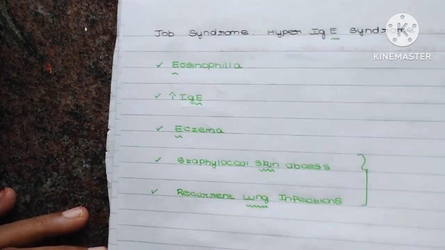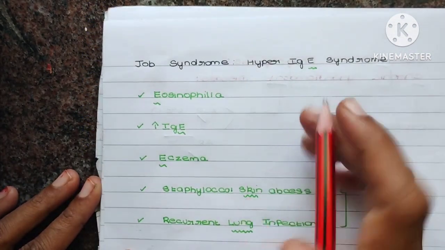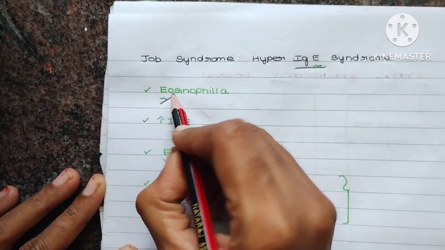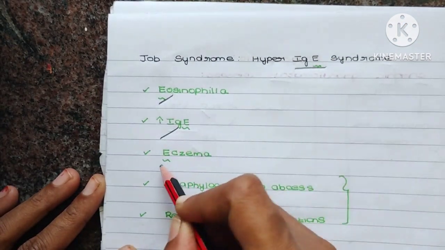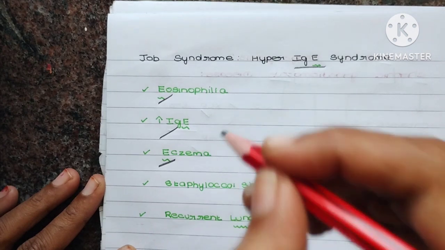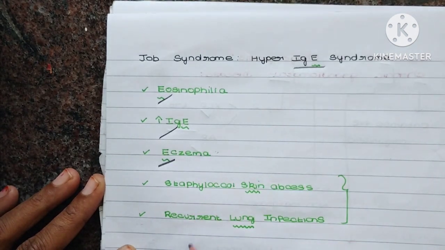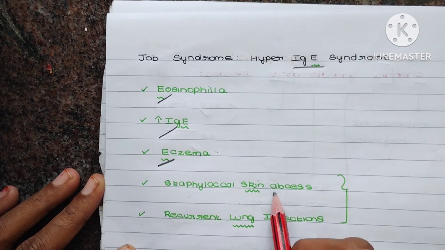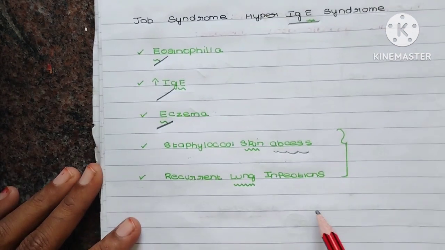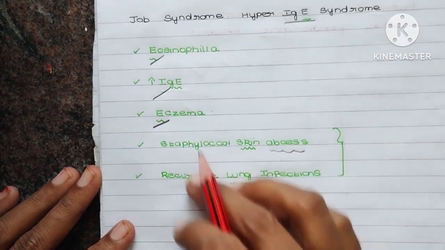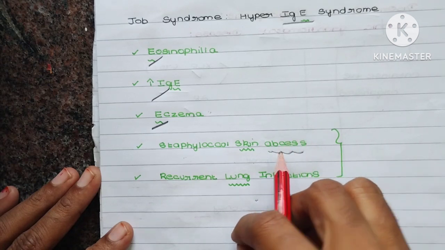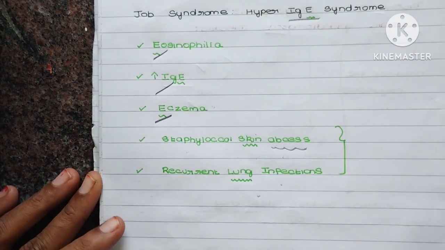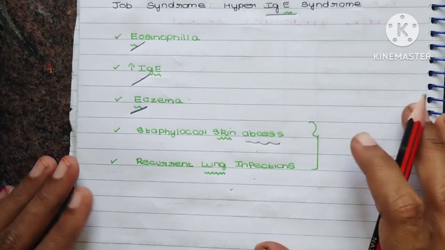So Job syndrome. If they are asking Job syndrome, just remember hyper IgE. So E for eosinophils will be elevated, IgE will be elevated, and eczema. Once there is eczema, always remember Staphylococcus. Okay, so there is Staphylococcus, skin abscess will be there, and also pneumococcal. So everything is related to Staphylococcus. Staphylococcus will be causing skin abscess and pneumococcal infections. Okay, that's all. So these are the key points.